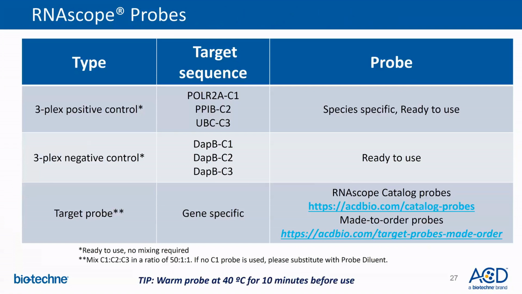Please note, all channel 1 probes are provided in ready-to-use dropper bottles and require no dilution. However, channel 2, channel 3, and channel 4 probes are provided in a 50x concentration and have to be diluted using the C1 probe. If no C1 probe is used, please use the probe diluent to dilute C2, C3, and C4 probes. Please ensure that you warm the probes at 40 degrees Celsius for 10 minutes before use.